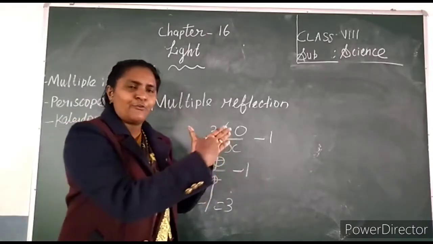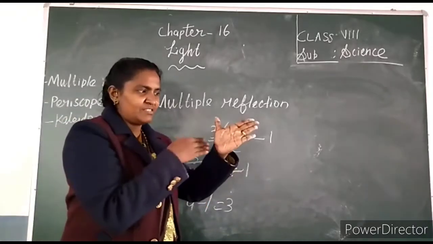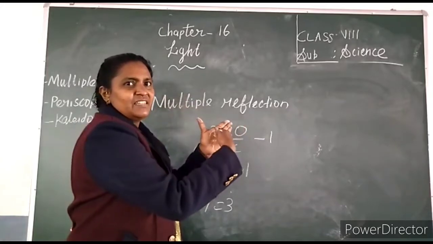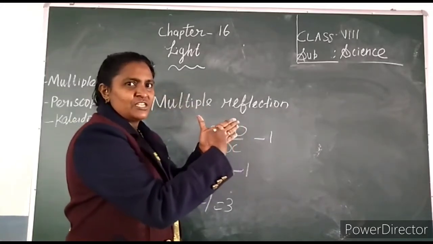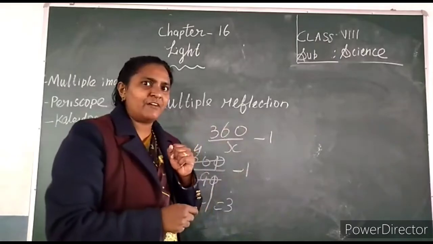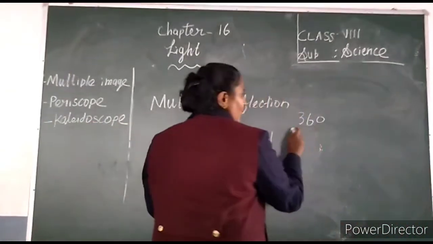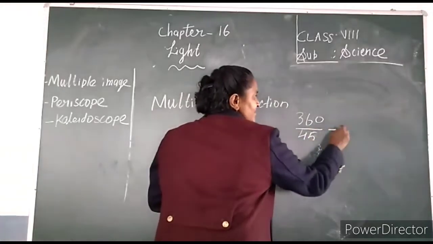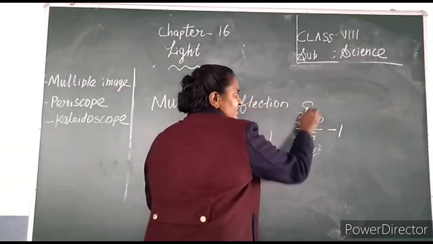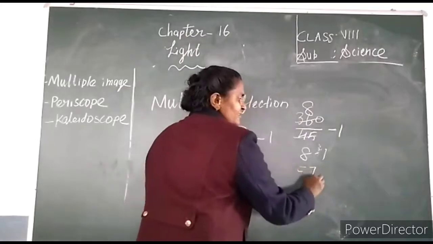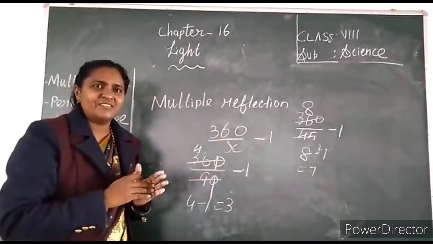Understand? If you keep the mirrors at a 45 degree angle, this is one mirror, this is one mirror, and between them the angle is 45 degrees. How will you find the number of images? 360 by 45 minus 1. So you will get 8. 8 minus 1 equals 7. 7 images you could see.